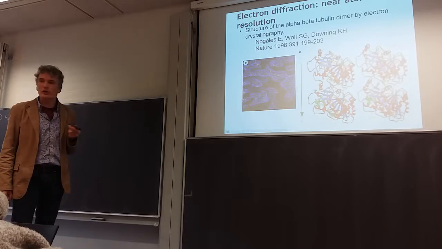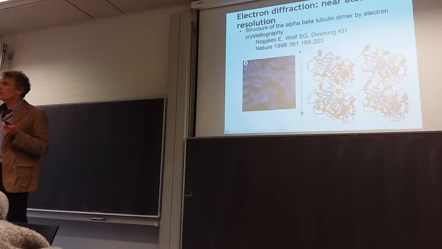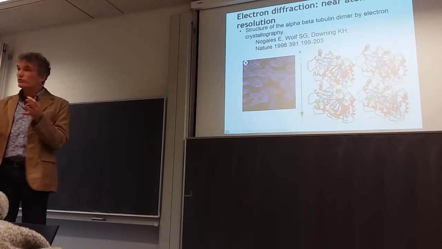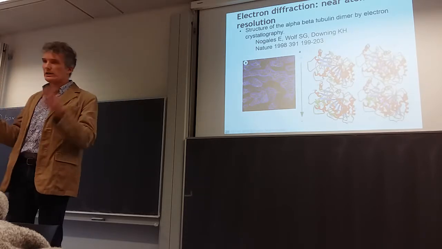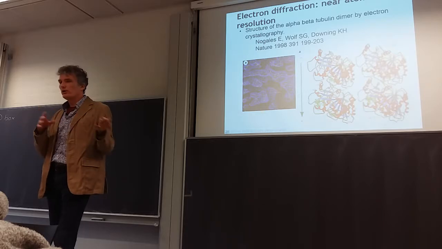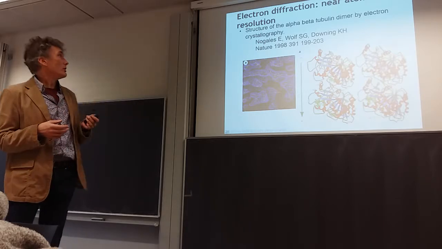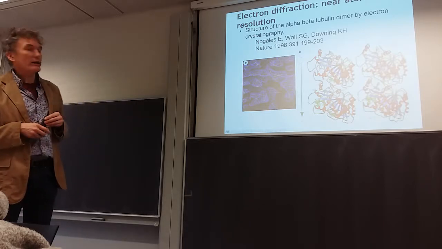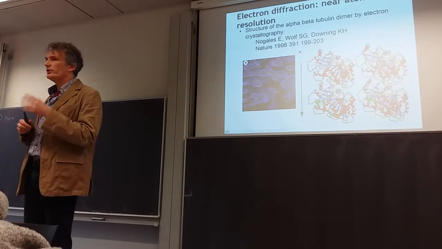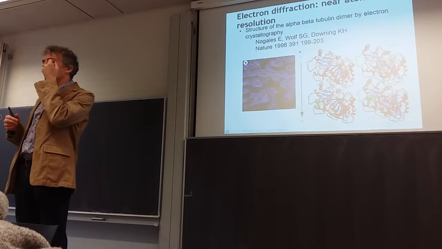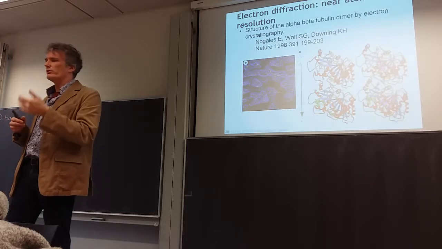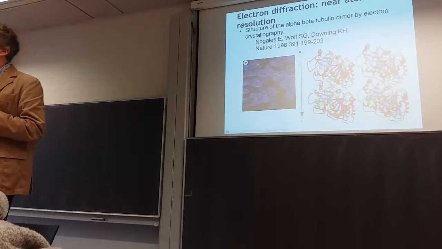Anyway, one step further is electron diffraction, where you make a three-dimensional crystal of your protein. But then you do exactly like you do with crystallography, you do the diffraction with electrons. Why would that actually help? Because the wavelength of the electron radiation is considerably lower than that of X-rays.